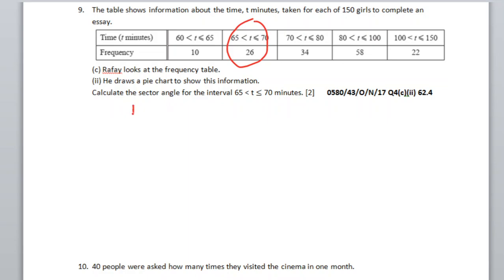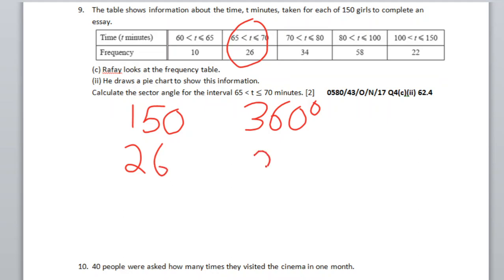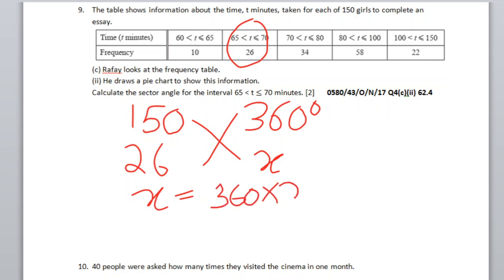Since this is a pie chart and the total number of girls in the group is 150, with 150 girls we write 360 degrees. Calculate the sector angle for the interval 65 to 70. In this group we have 26 girls, and write x next to it and cross multiply and get your answer. 360 times 26 over 150, which gives us 62.4.